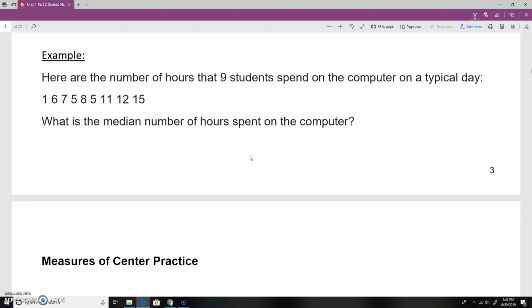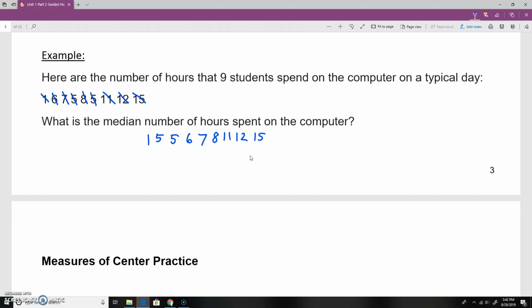So here's the number of hours that 9 students spend on a computer on a typical day. What's the median number of hours spent on the computer? Well, first thing, I'm going to simply put these in order. So I've got a 1. I've got 5 twice. I've got a 6. I've got 7. My next value would be 8. Then I've got 11. Then I've got 12. And then I've got 15.